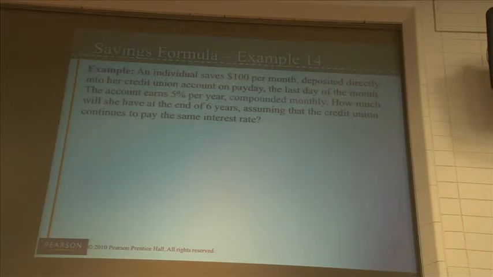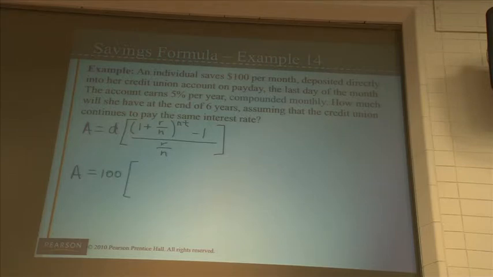Here we go. We use our formula from that previous slide. So A is equal to D, the deposit amount, times, across the top, 1 plus r over n, raised to the nt power, minus 1, and then across the bottom, divided by r over n. By plugging in, the deposit amount is $100.